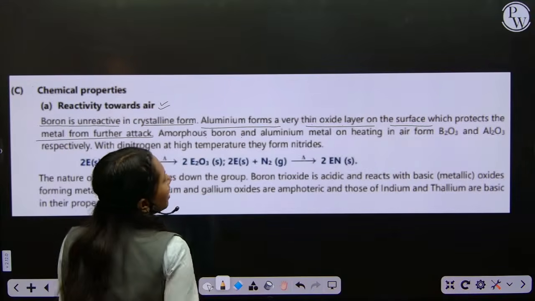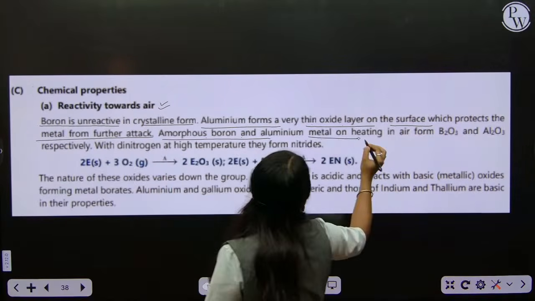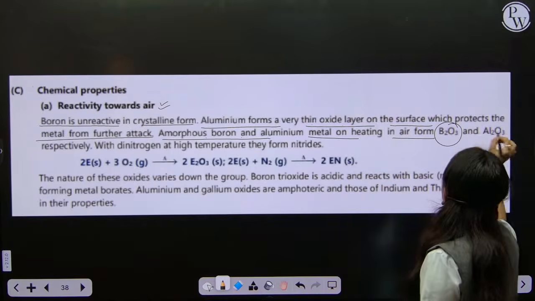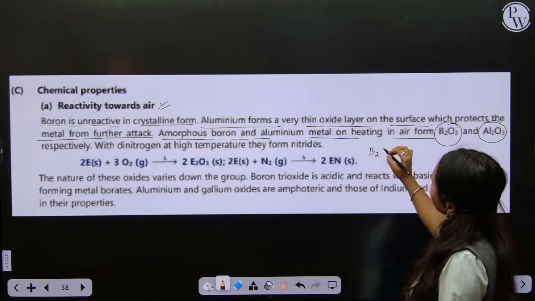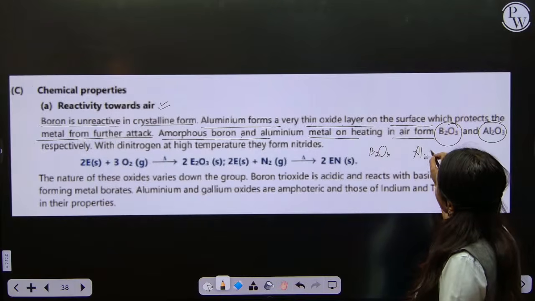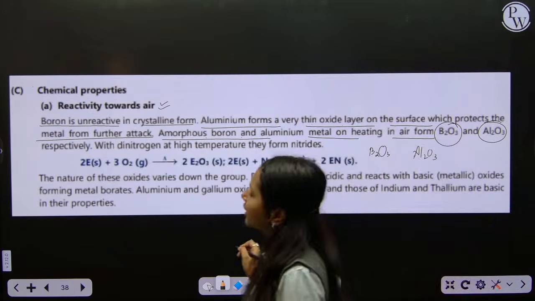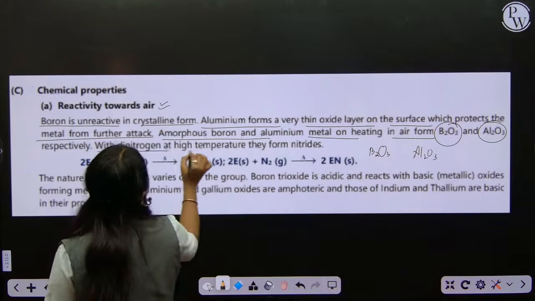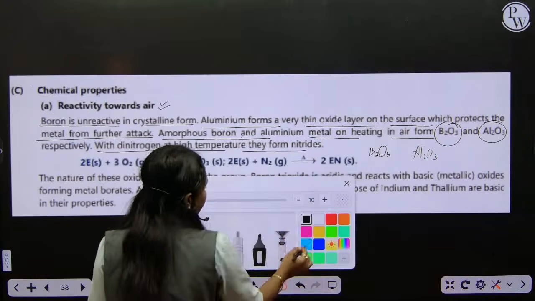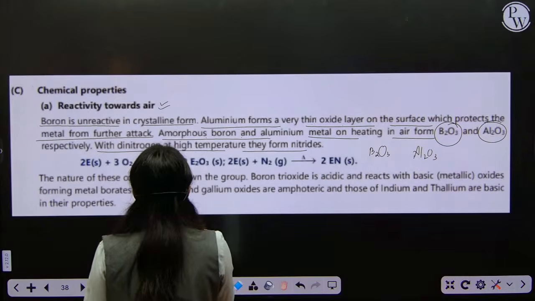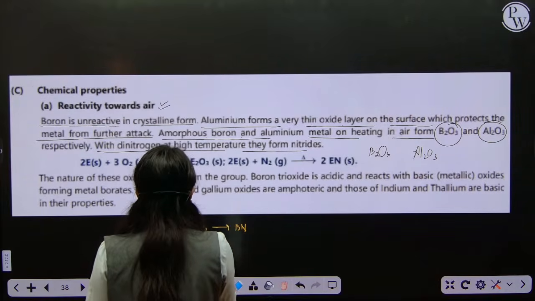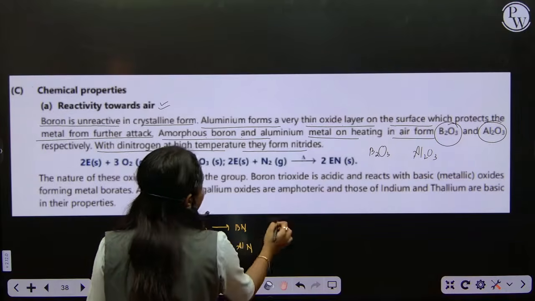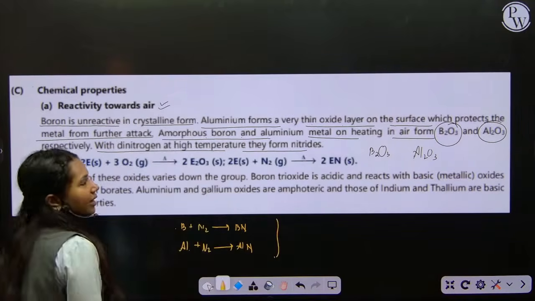Amorphous boron and aluminium metal on heating in air form B2O3 and Al2O3. So boron forms B2O3 and aluminium forms Al2O3 respectively. With dinitrogen at high temperature they form nitrides. Boron plus N2 forms BN, right? Aluminium plus N2 forms AlN. So with nitrogen they will form nitrides.